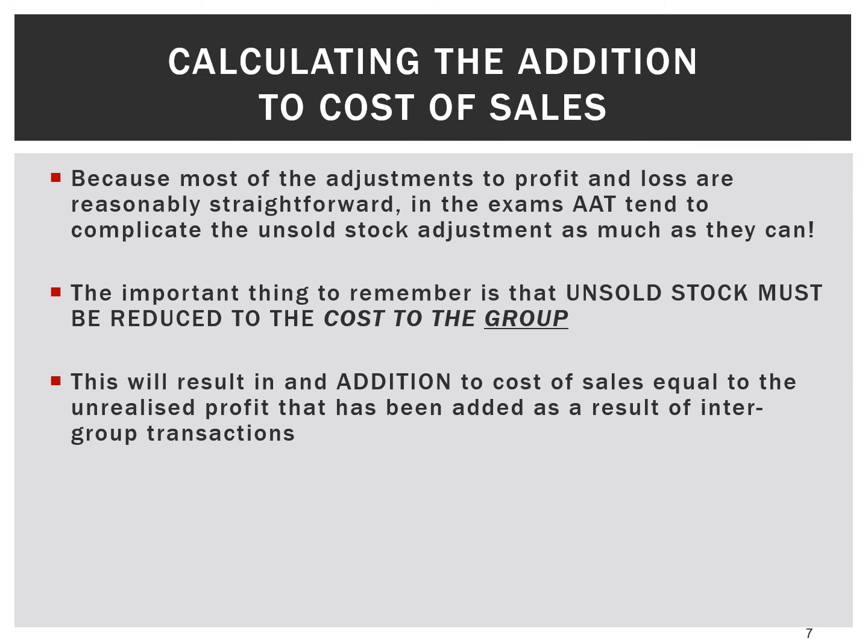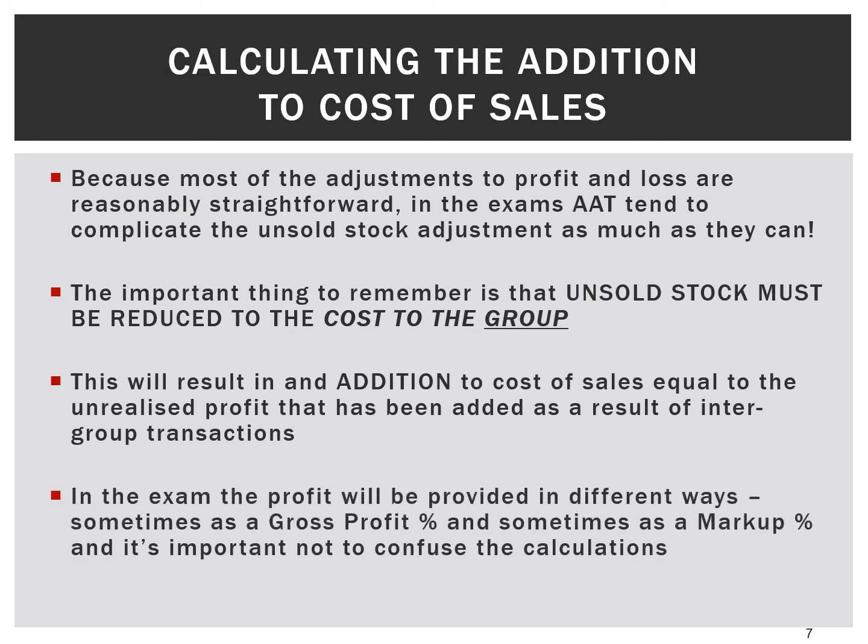And as I pointed out in the previous slide, that adjustment will mean that the cost of sales figure is increased by the amount of the unrealized profit that we're eliminating. So cost of sales will be increased as a result of this adjustment. Now in the exam, the details of the adjustment required will be given to you in different ways in the questions. Sometimes you'll be told the gross profit that the company makes as a result of that intercompany sale. Sometimes a markup figure will be given, and it's really important not to confuse those two calculations, the gross profit and the markup.